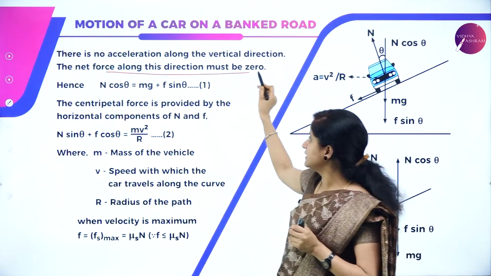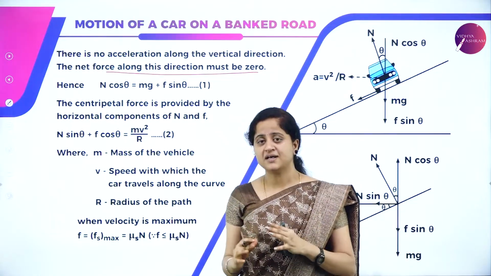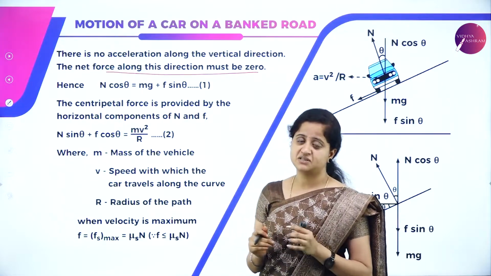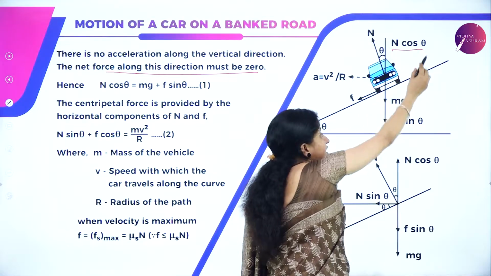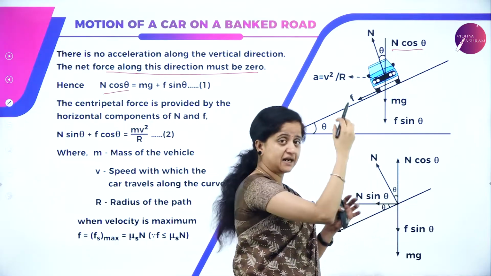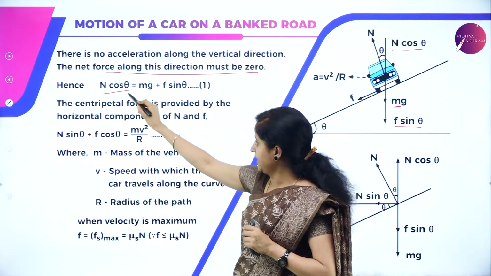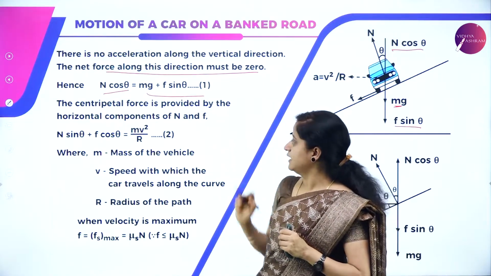The net force along this direction must be 0. Since there is no acceleration in the vertical direction, the net force must be 0. From that we can write, in the vertical direction, N cos theta is equal to the various forces that act downwards, that is mg plus F sin theta. So N cos theta equals mg plus F sin theta, and I'll consider it as equation 1.